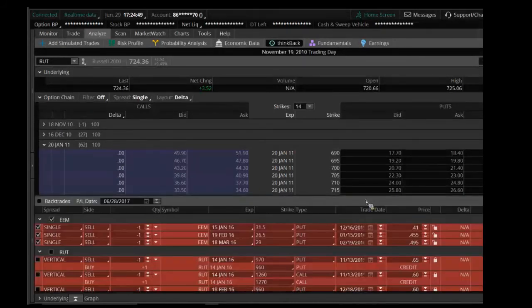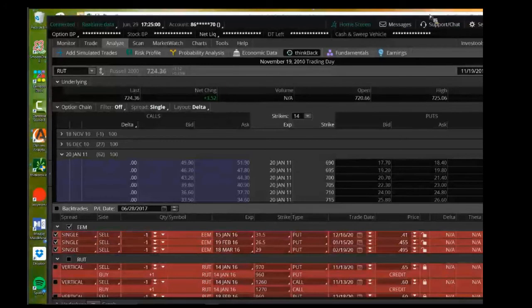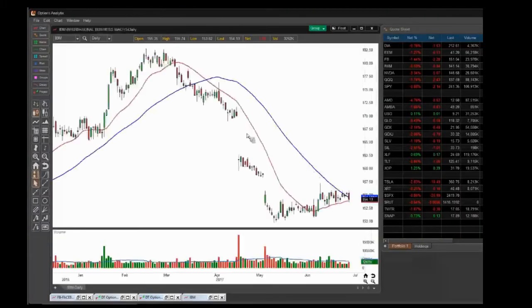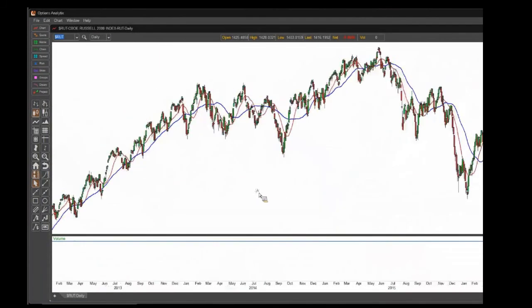There are a couple of ways I could figure out where the RUT went. It was at 724 in November 2010. What I actually did is pull open the chart, draw some lines, and move it forward day by day. Let me show you how I did that real quick. Remember, there are a couple of different ways you can do everything I'm showing you, but this will give you an example.